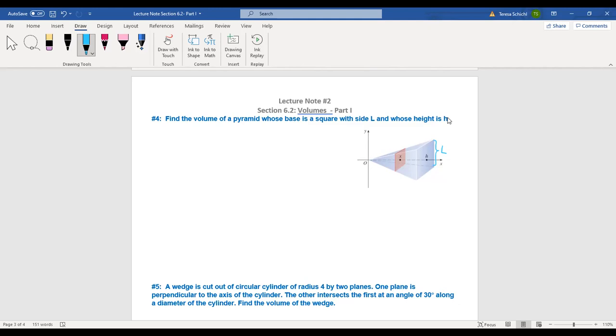For this pyramid, I flipped it, so I put it this way here. This is my x-axis, and the x-axis will go through the center of the base. Of course, you can do the same thing if you put the pyramid like this, or like this.